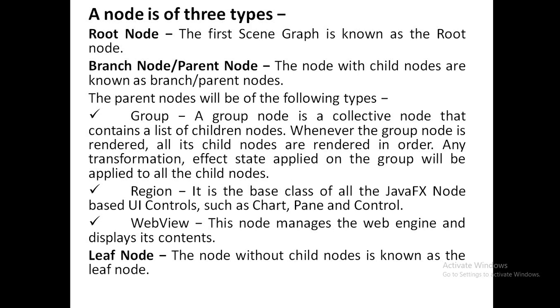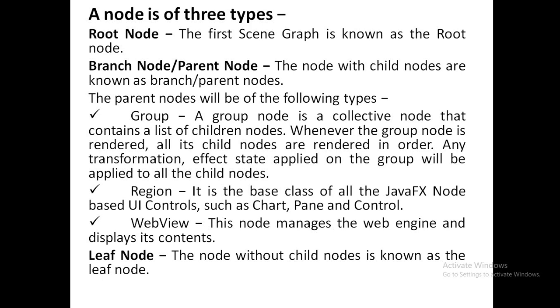A node is of three types: root node, branch node or parent node, as well as leaf node. The first node in the scene graph is known as the root node, and the nodes which have child nodes are known as branch or parent nodes. The parent nodes will be of the following types.